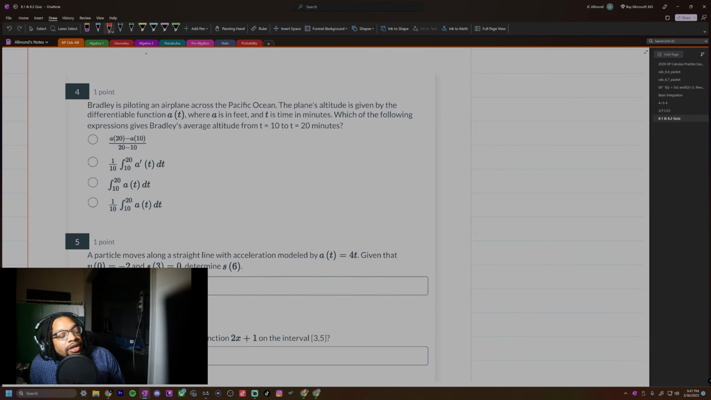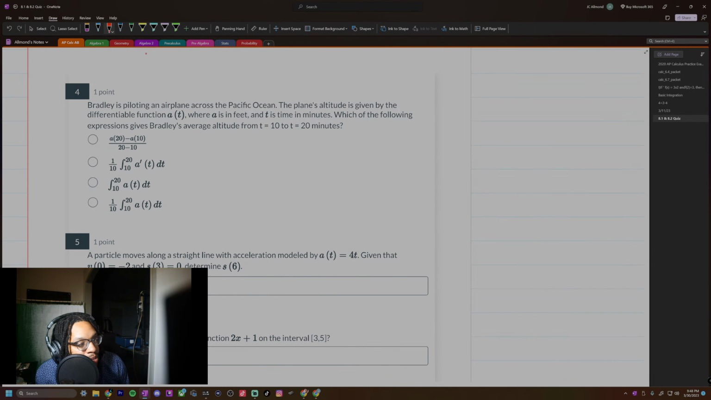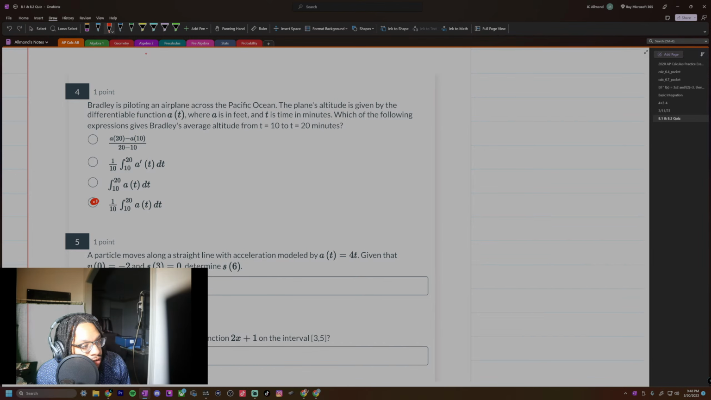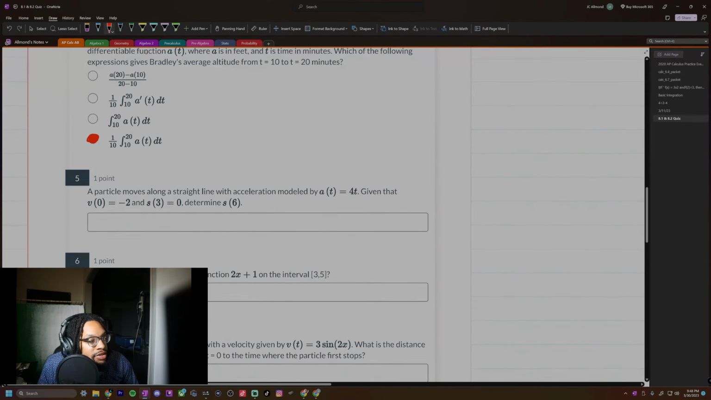If I give you a function that represents altitude, then those altitude values are like y values. So they're literally asking you what's the average y value of A of t from 10 to 20 minutes. So this is just a literal direct application of average value of a function. So it's going to be this one. From 10 to 20 minutes is a span of 10. So I'm dividing by 10, and I'm taking the integral of my altitude function from 10 to 20. All right, so that one should have took like 45 seconds.